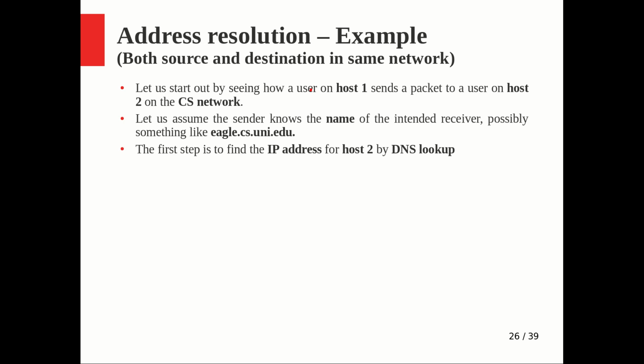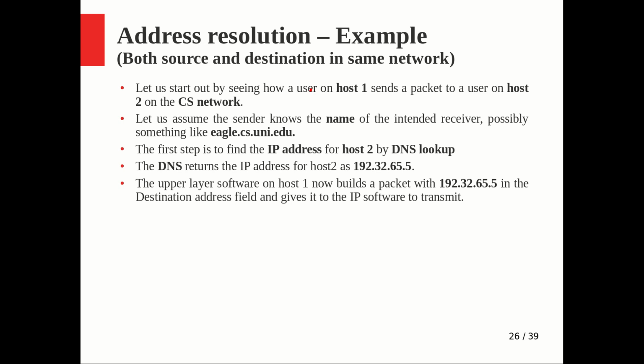For that it will do something called a DNS lookup, and DNS lookup is something we will see in detail in the 6th module. For the time being, this will give you the IP address corresponding to a host name. So the DNS returned the IP address to be 65.5. Hope you remember. So the upper layer software on host 1 now builds a packet with this in the destination address field and gives it to the IP software.